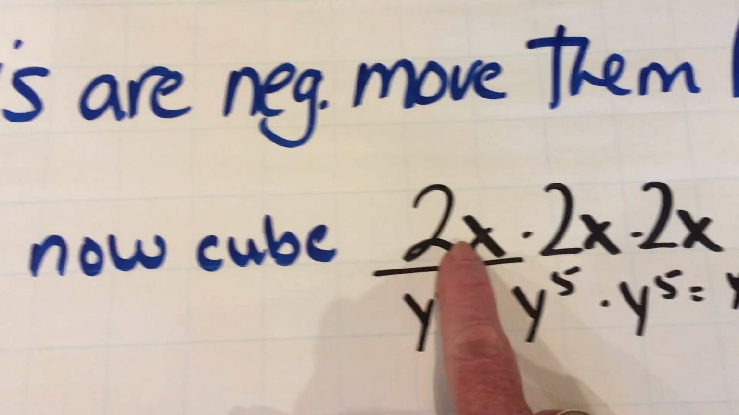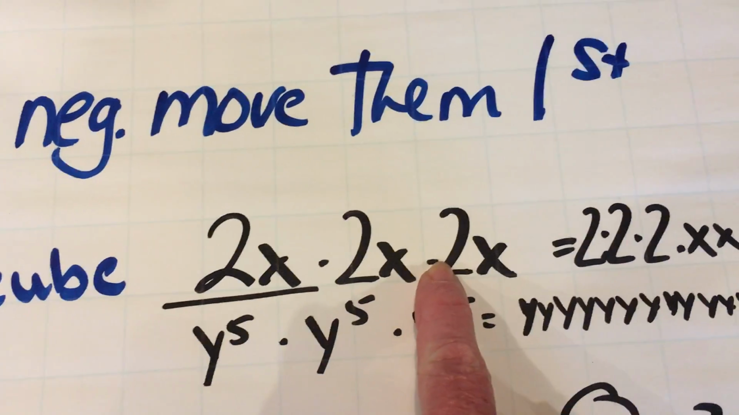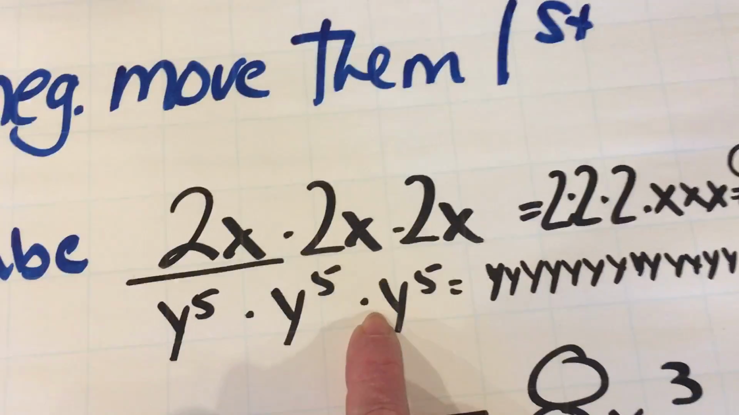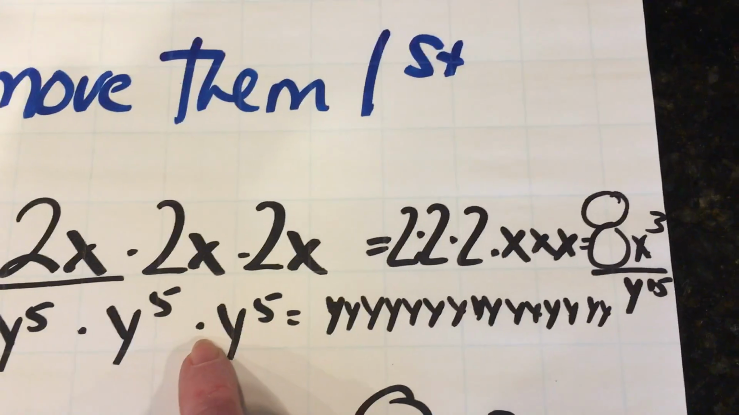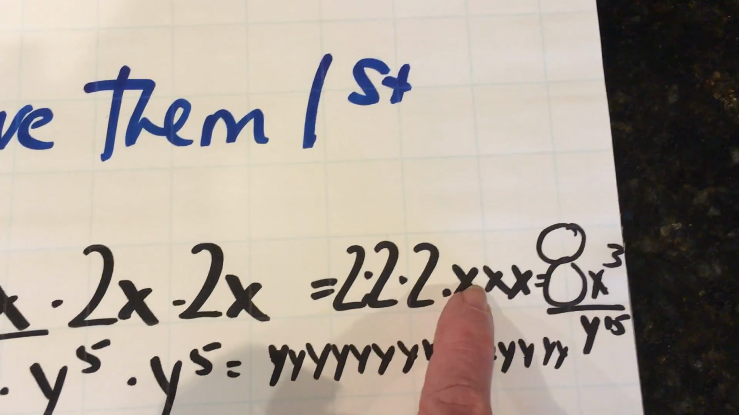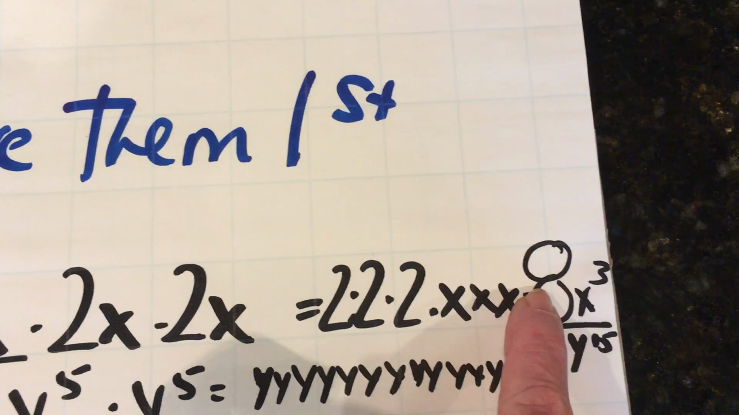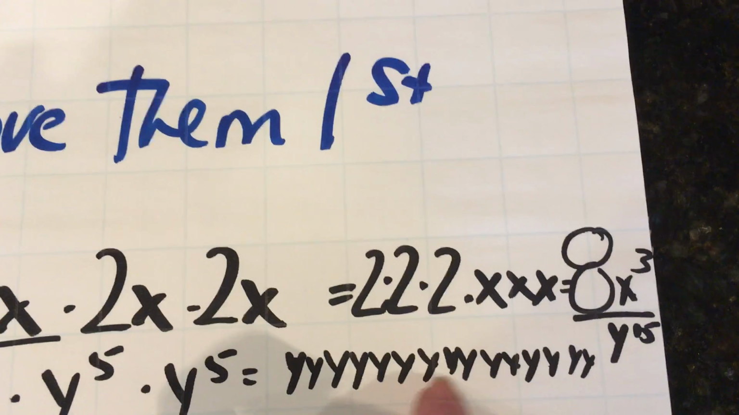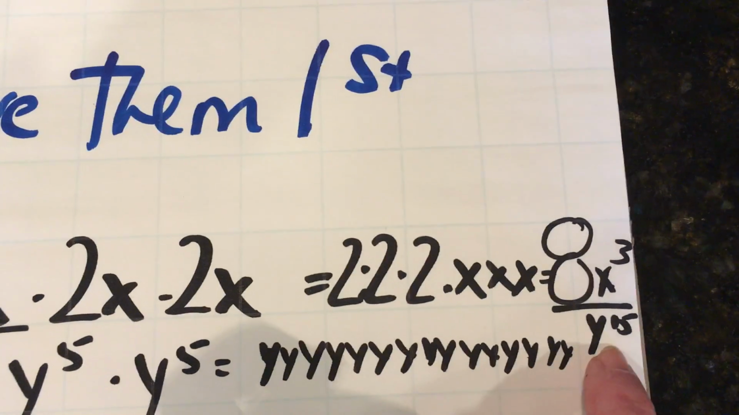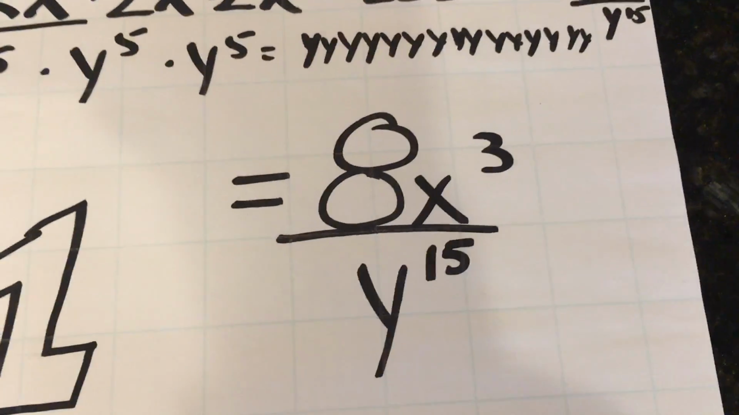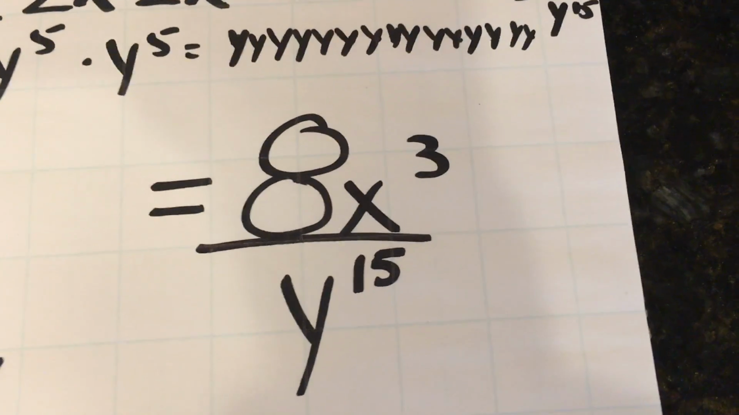So we have 2x times 2x times 2x over y to the 5th times y to the 5th times y to the 5th. So commutative property says I can rearrange it. 2 times 2 is 4 times 2 is 8. X times x times x is x cubed, so I have 8x cubed. On the bottom I have y to the 5th 3 times, which if I count up all my y's gives me y to the 15th. Final answer is 8x cubed over y to the 15th.